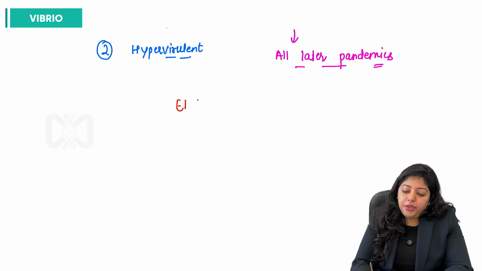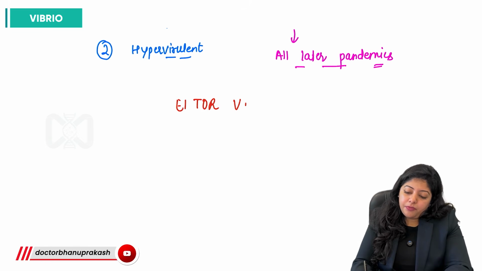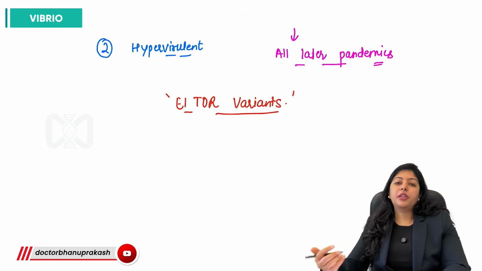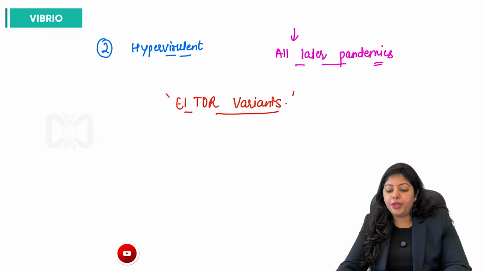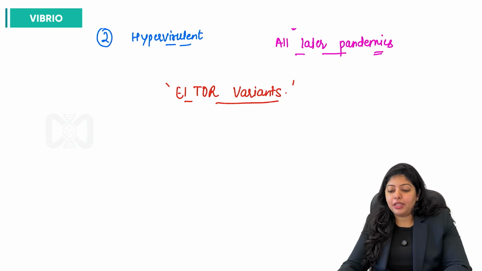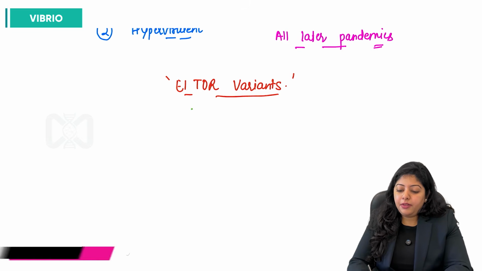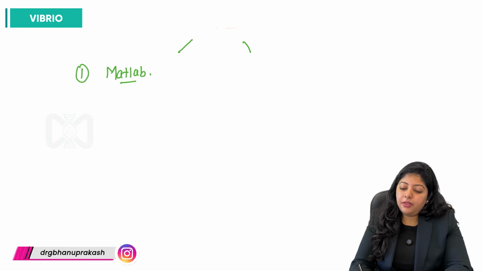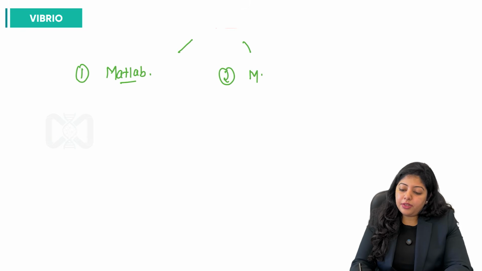And then there are 2 important things which are being asked nowadays. Those are El Tor variants. These El Tor variants are also known as hybrids of El Tor and classical. So we have 2 variants. One is the Matlab variant and another one is the Mozambique variant.